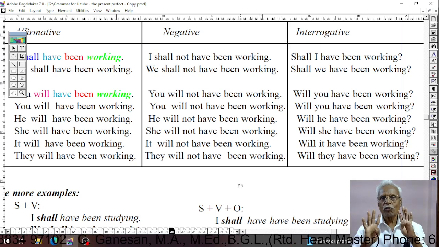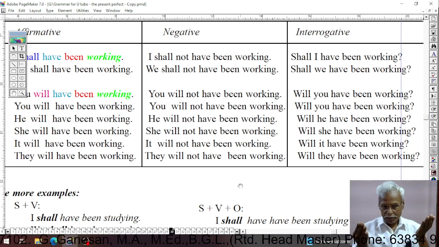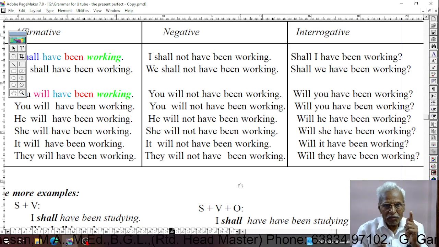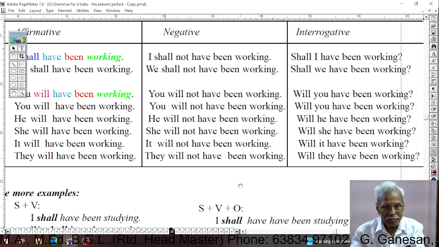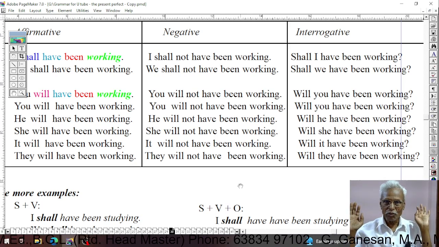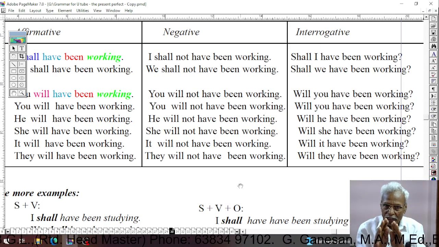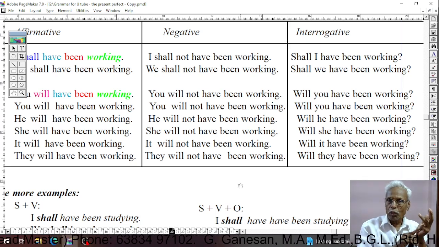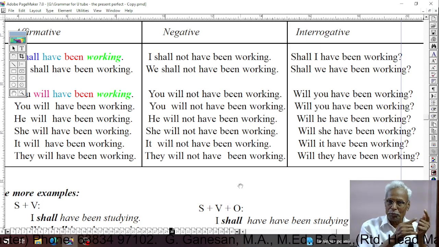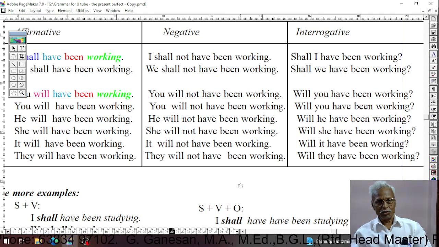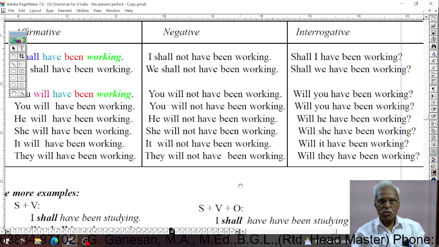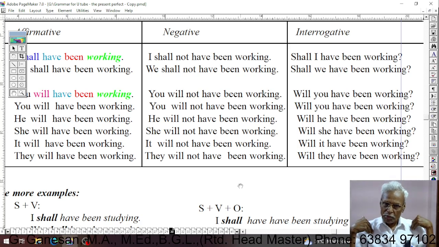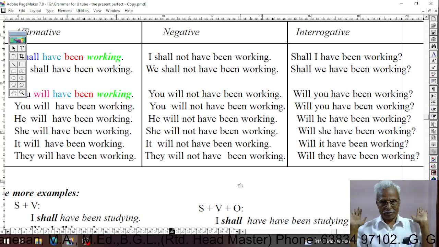So, 4 verbs are used. They will have been working. What does it mean? They will have been doing their work. Will have been, then present participle. I shall have been working means I shall have been doing my work.